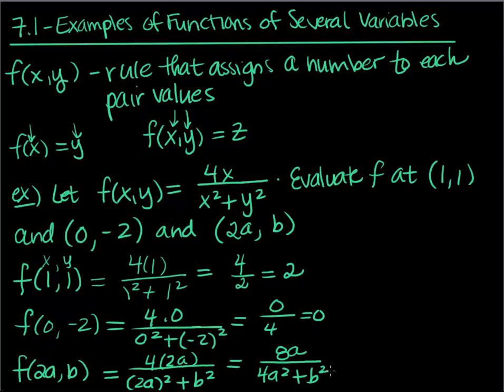And that's it. That's all I can do. I know that one's a little funny. Maybe your definition of funny is different than mine. But again, please don't cancel this 8 and the 4. You can't do it because there's not a 4 with the b squared here. That's just a side note because a lot of my students do that, and it's an easy mistake to make. So I hope that makes sense. That's kind of what a function of several variables is.